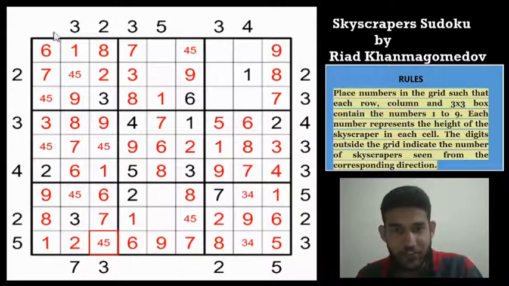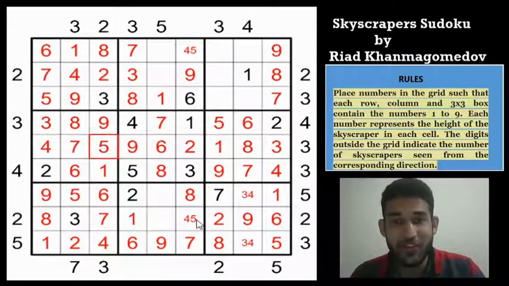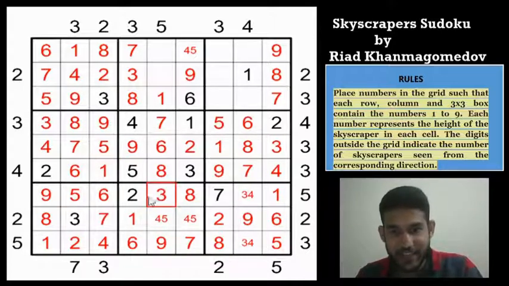And this 5 gives us a 4 here, a 5 here, a 4 here, a 5 here, a 4 here, a 5 here. Beautiful, right? So this is how much fun you have when you solve skyscraper Sudokus in the right way. And these two cells must be 4, 5 now. And this 3 gives us a 3 here. And this 3 gives us a 3 here, a 4 here. And now we can resolve column 8.